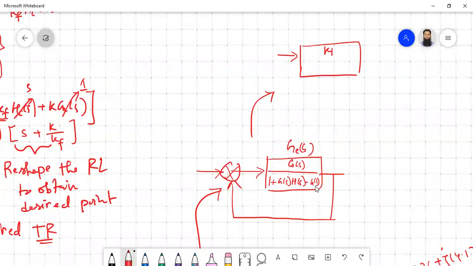okay, so K1 by S square plus 20S plus 75 plus K1 KF. Then you have the unity feedback.